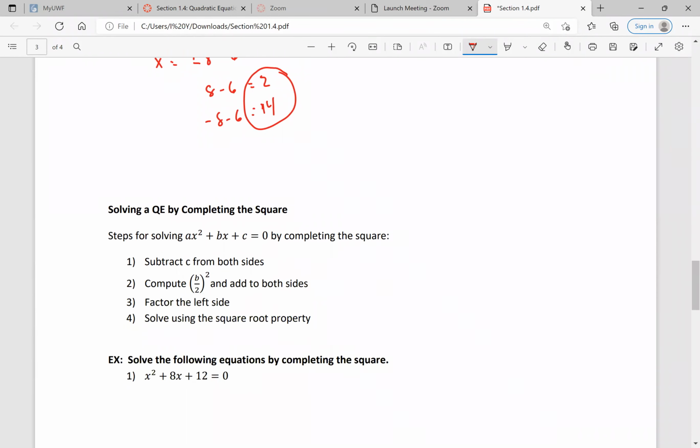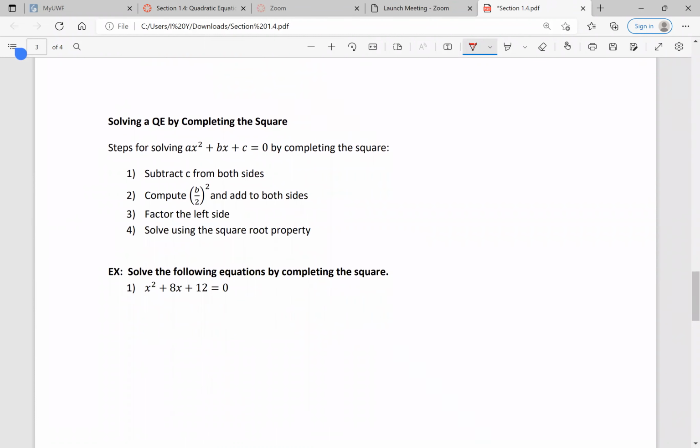So, the third method we're learning is called completing the square. Steps for solving ax squared plus bx plus c equals 0 by completing the square: Subtract c from both sides. Compute b divided by 2 squared and add to both sides. Factor the left side. Solve using the square root property. So there is a caveat to this. A has to be 1 for this method to work.